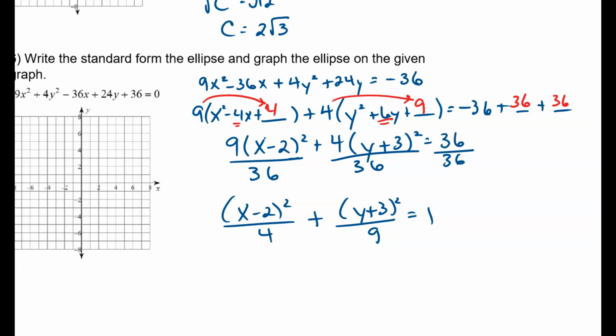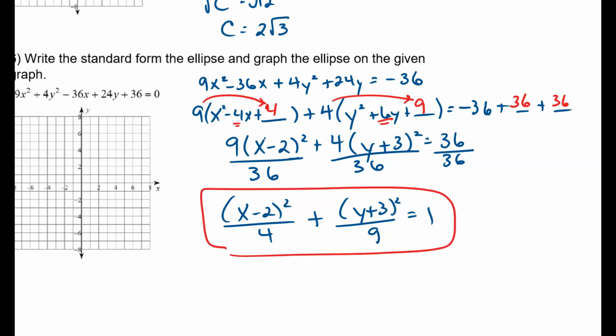Now, here's the cool part. You've got the standard form of the equation of the ellipse. Which way is this ellipse stretching? Is it stretching horizontally or is it stretching vertically? Well, remember, a squared is always the largest number, and a squared is 9. I know a squared is equal to 9, and it's underneath the y, which means I'm stretching my ellipse vertically. So what key pieces of information do I need?